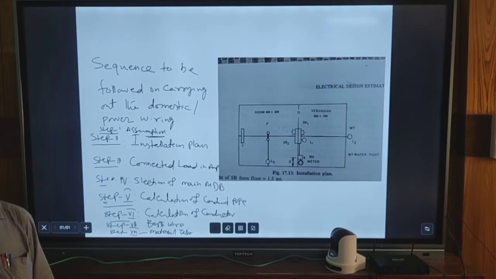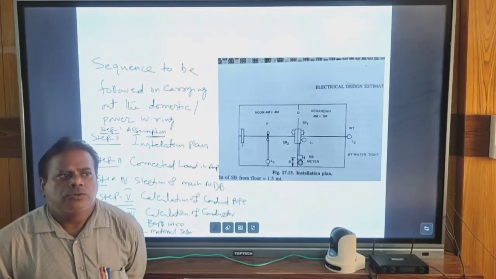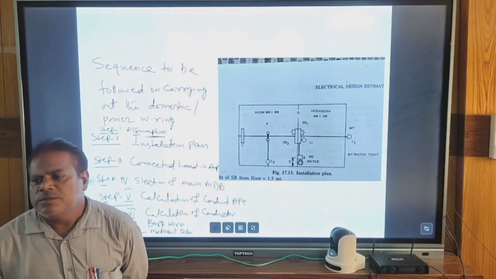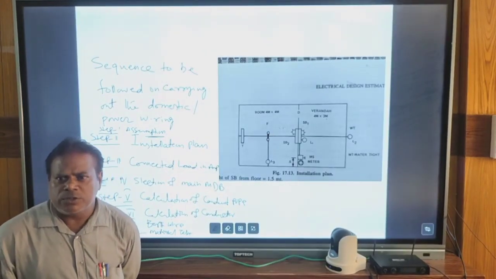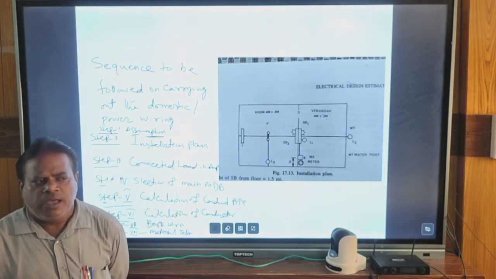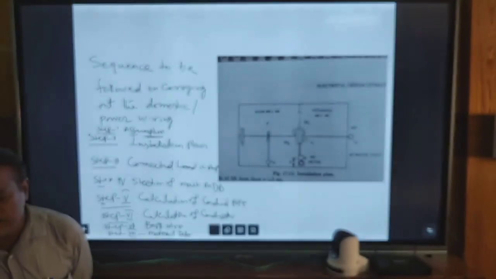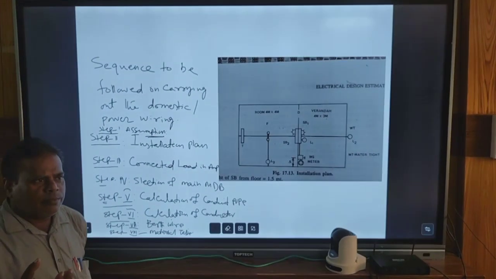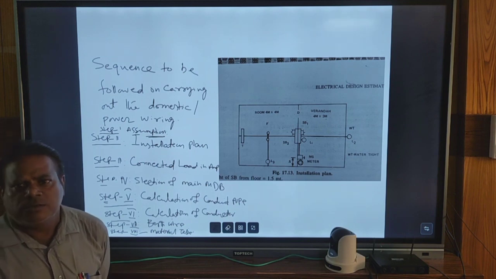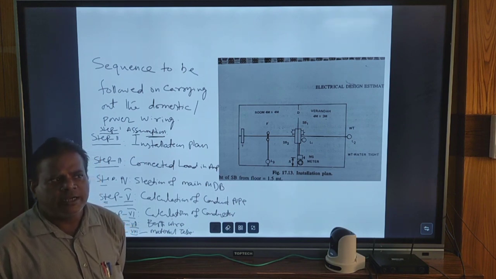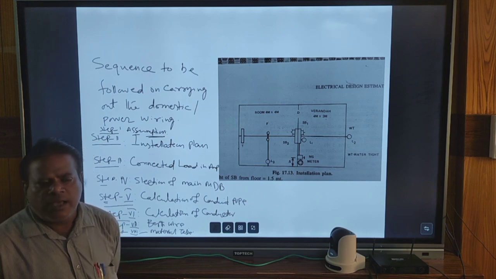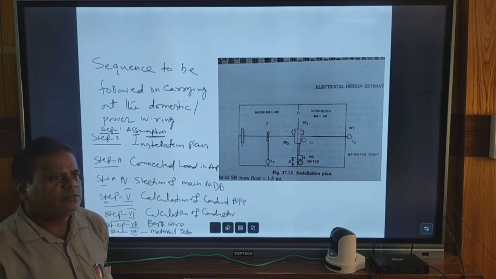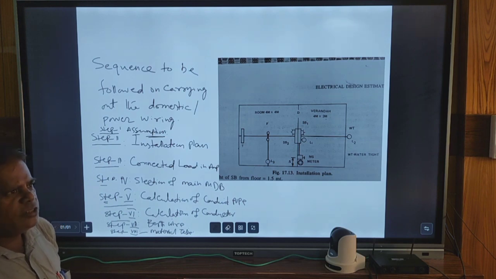Dear students, you see, I have to give you certain tips on how to attempt the problems in the chapters of electrical installation and estimating. Here is a problem. I am going to say how to approach the problems in electrical installation and estimating in the examination hall, and here is the sequence on which we proceed in the examination hall.